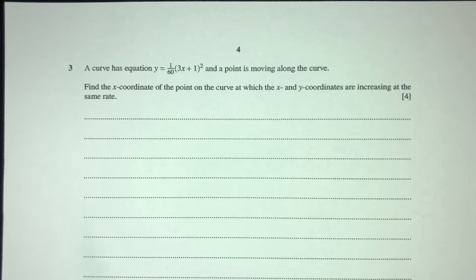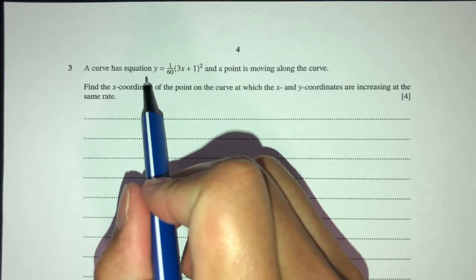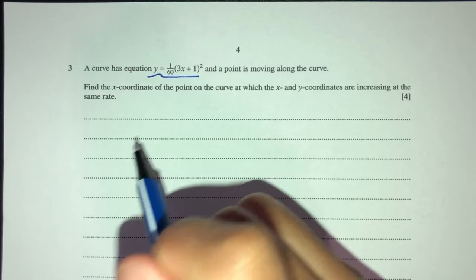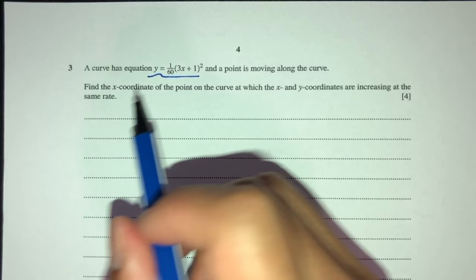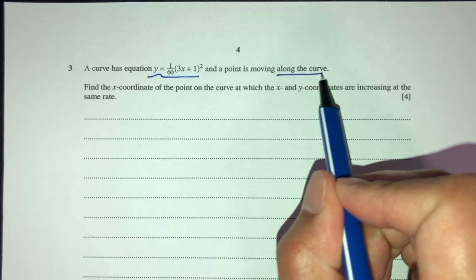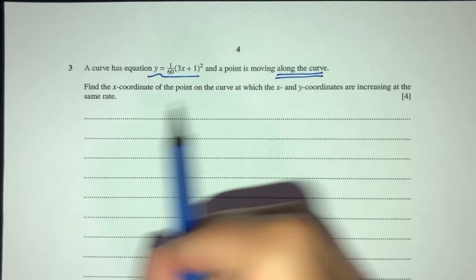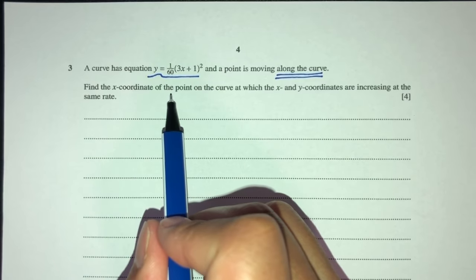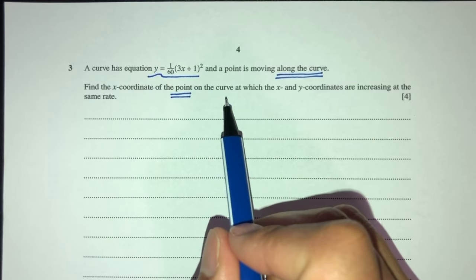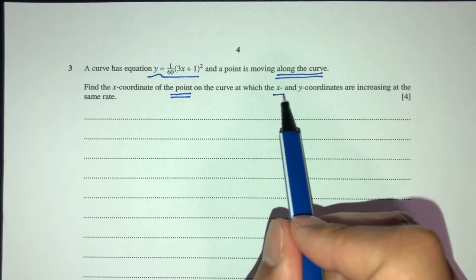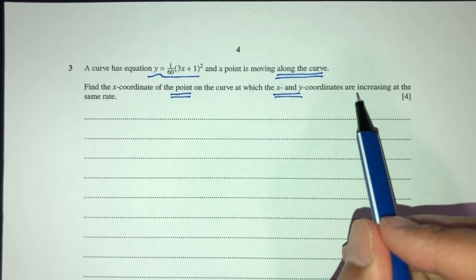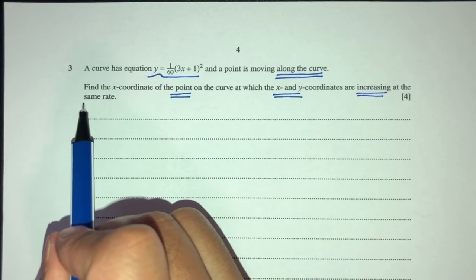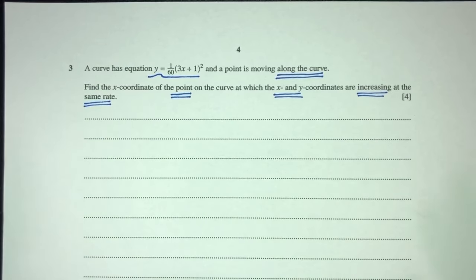So right now we have a curve that has equation this. Alright. Now a point is moving along the curve. Now find the x value of the point on the curve at which the x and y coordinates are increasing at the same rate. Now what does that really mean, right? So this is what we want to know.